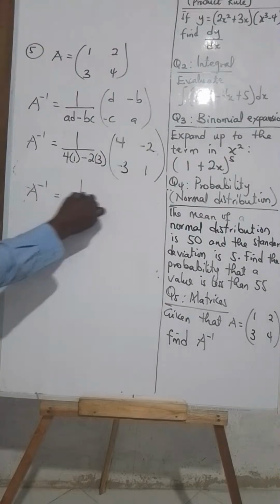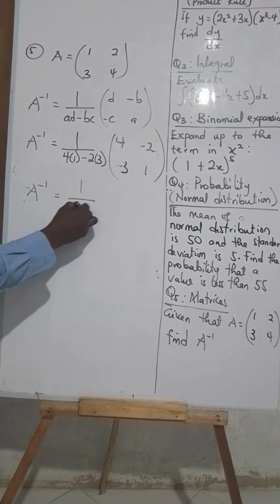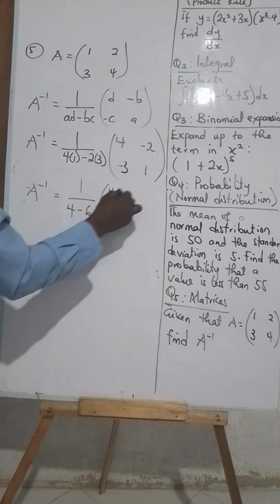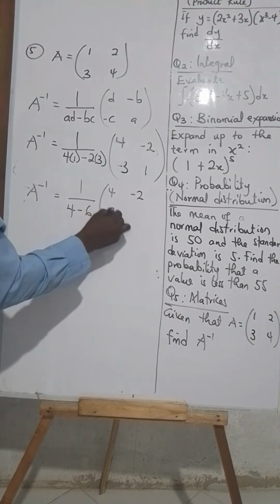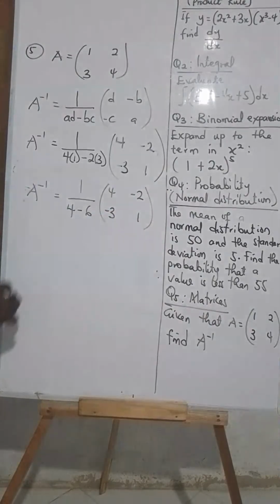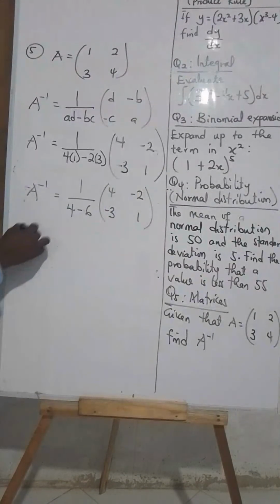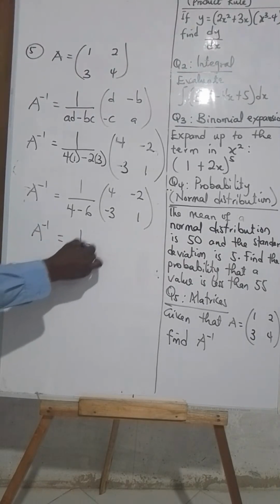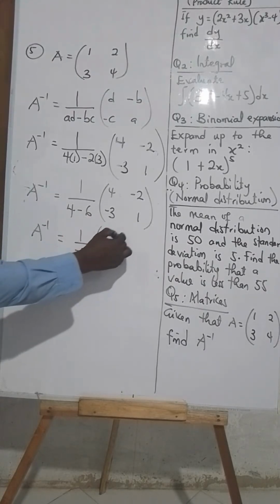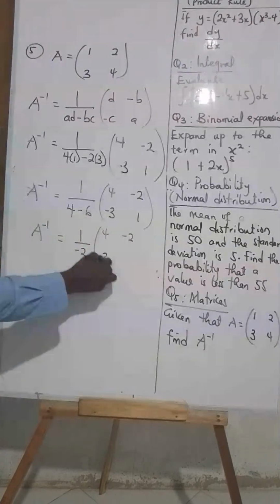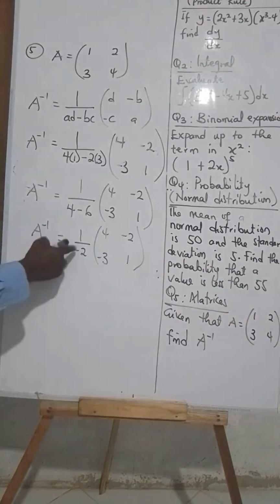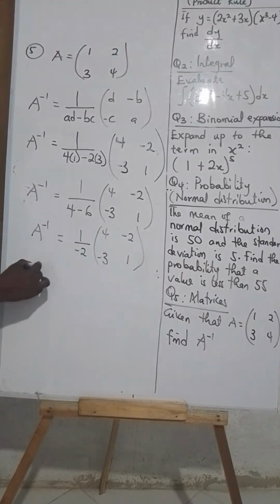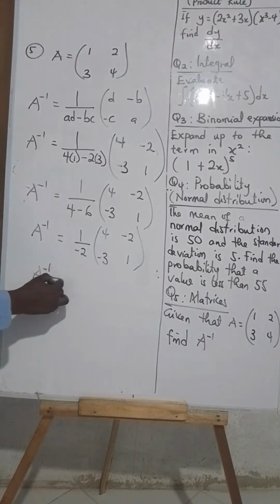This will be 1 on 4 minus 6, then you have 4, negative 2, minus 3, 1. Right. So with this, we are having 1 on negative 2, and 4, minus 2, minus 3, 1. So use this to multiply each of them there: minus half.